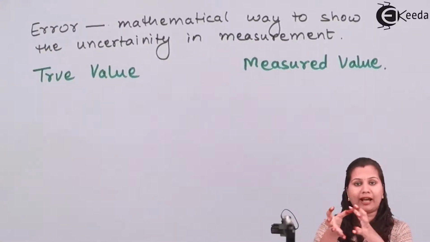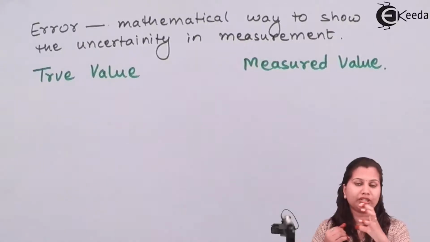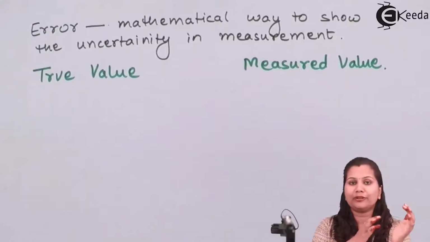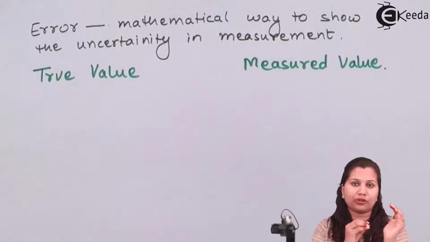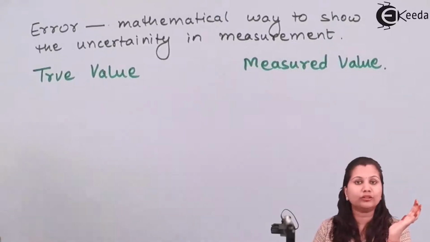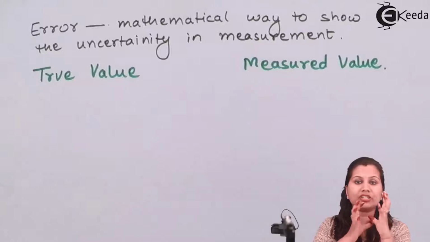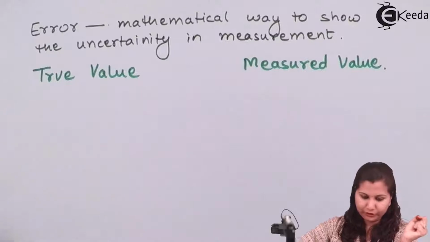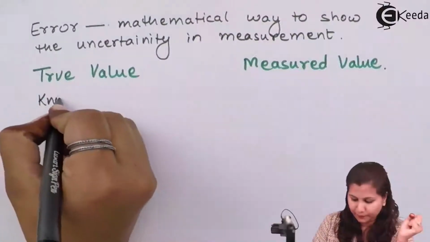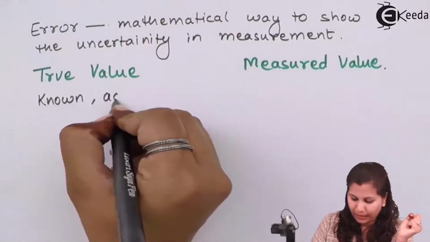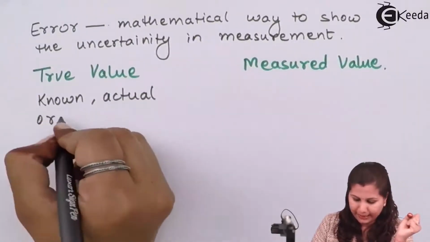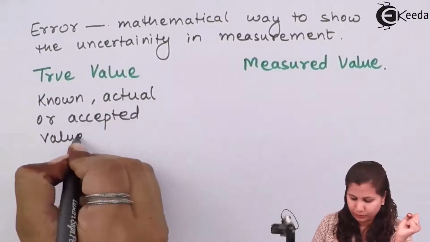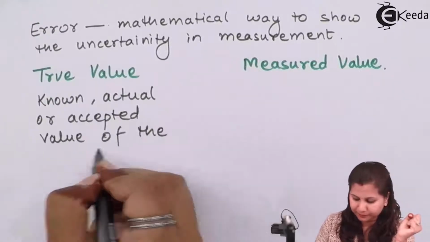The value which we are getting from the weighing machine is called the measured value of that object, and the actual or true value of the weight of that object is 1 kg. So that is called the true value, which is known to us, which is the acceptable or the actual value. So here we can define the true value as the known or actual or accepted value of the quantity.